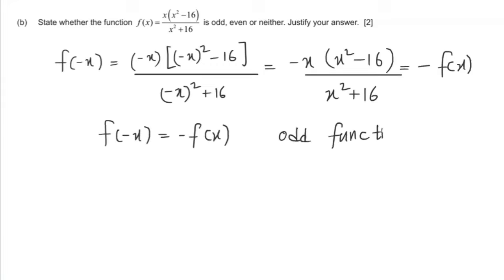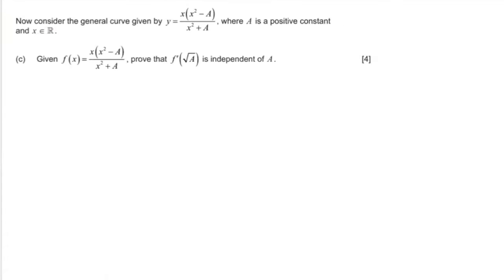You might be thinking, if you haven't practiced this part, if f of negative x equals the same function like f of x, then it's an even function, right? So this one is an odd function. Now consider the general curve given by y equals x times x squared minus a, divide the whole thing by x squared plus a. So it's a general curve.